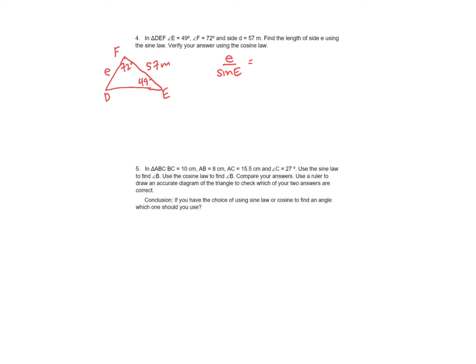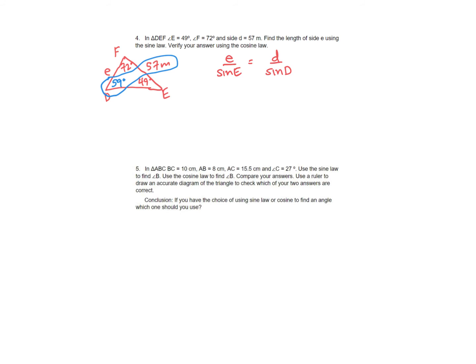So let's do that calculation. So we've got 180 minus 72 and minus 49, and that works out to be 59 degrees. So I could figure that out, and so I do have a complete ratio here. I have side D and angle D. So I'm going to use D over sine D.